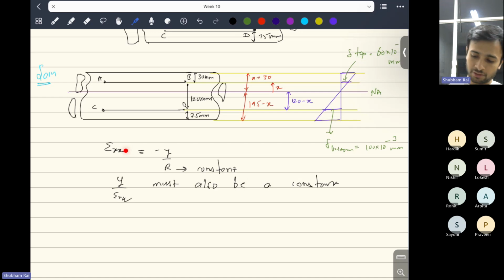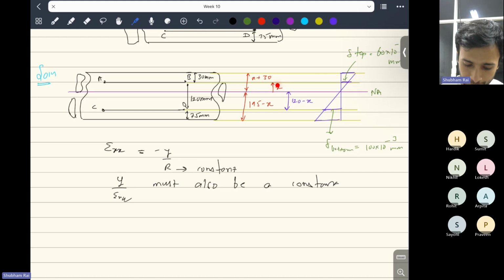So now if you equate the ratio of y divided by epsilon xx at these two points, let's see what happens. What is the value of y here? Don't get confused with y and x. We have taken x as the distance of the neutral axis from this top fiber, and y is the distance of any point from the neutral axis. Both are vertical distances only. x is not a horizontal distance in this question.